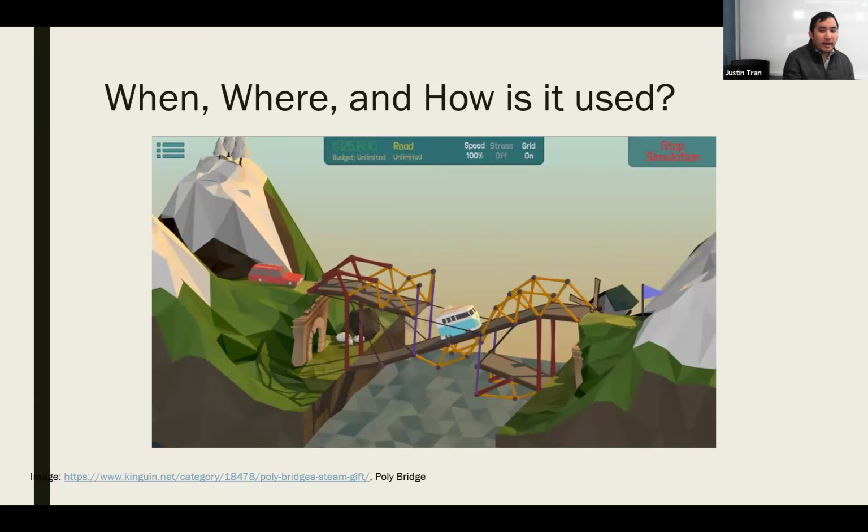I was looking for an application from structural engineering, but maybe some of you have played this game. This is a video game called Polybridge. In this game, you design kind of wacky bridges to transport cars from one end of the river to the next. Any kind of design or structural engineering again relies on mathematical equations, so you're going to need to know how to solve them.